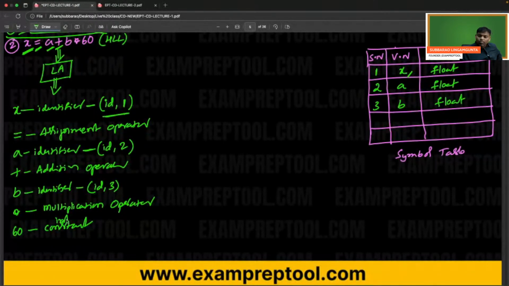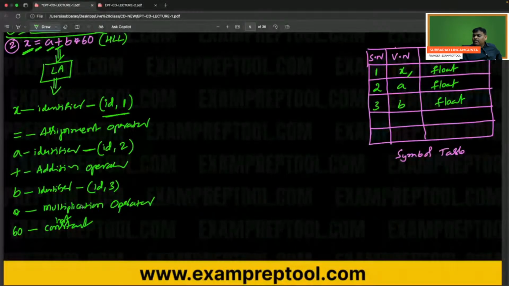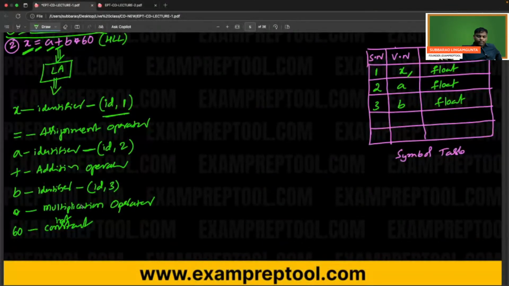Remember, only identifiers will be stored inside the symbol table, either a variable name or function name. They won't be stored in the symbol table. 60 is an integer constant. Remember, it is a constant, it doesn't change. So please be careful. I think until now everything is fine.